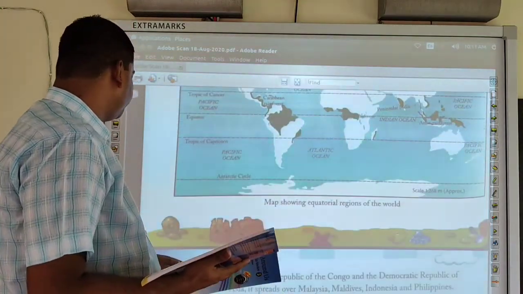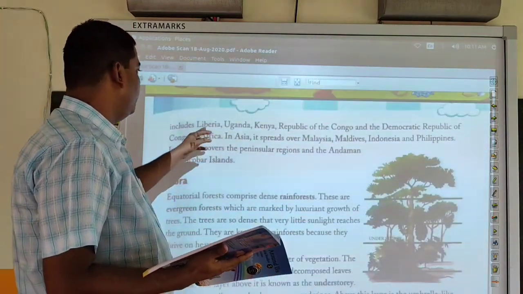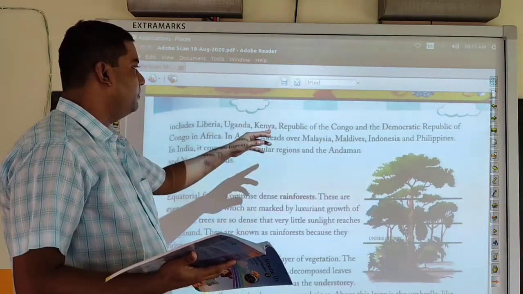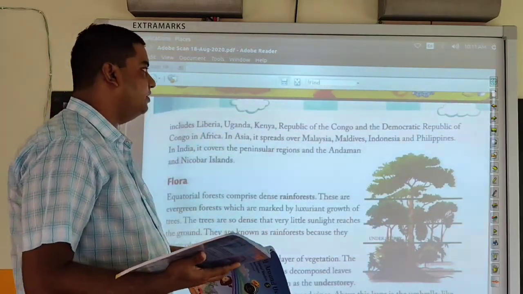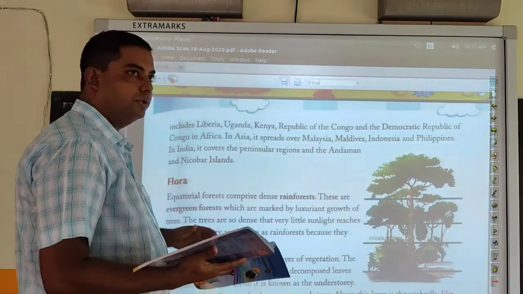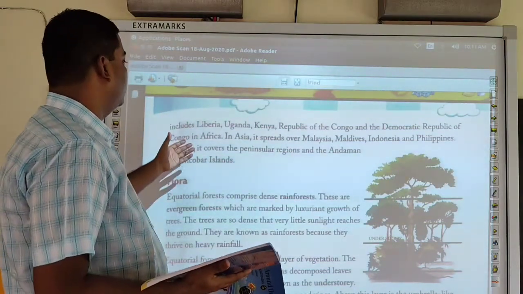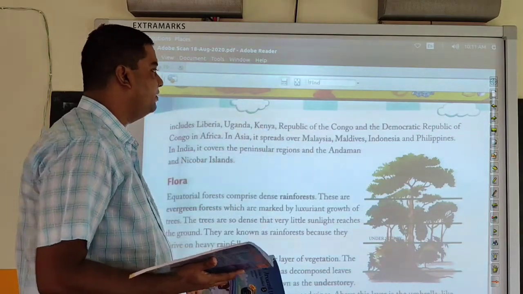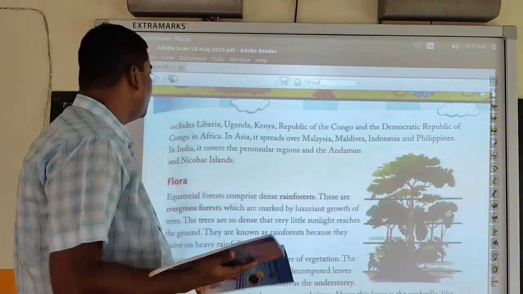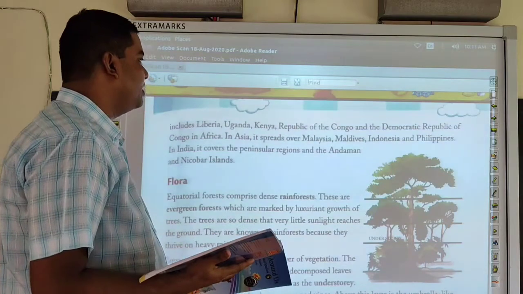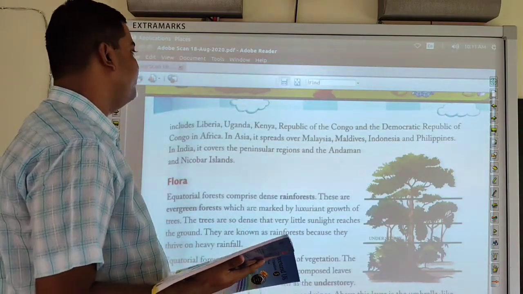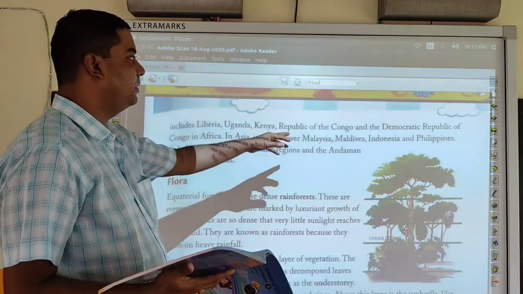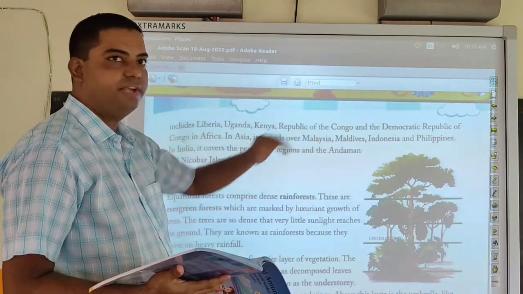It also includes places such as Liberia, Uganda, Kenya, Republic of the Congo and the Democratic Republic of Congo in Africa. In Asia, it spreads along Malaysia, Maldives, Indonesia and Philippines.